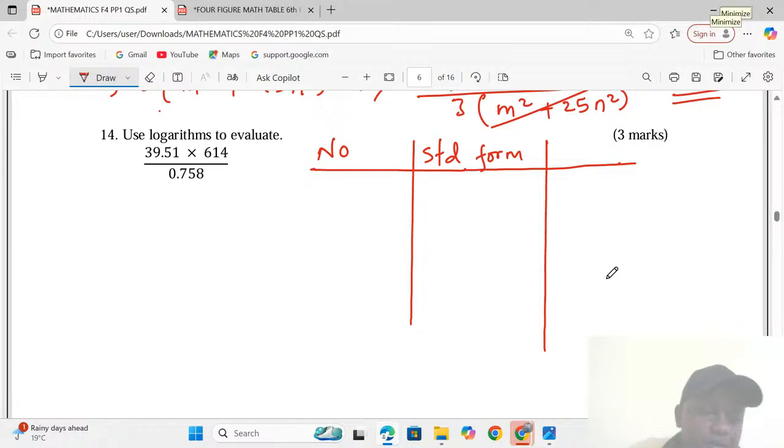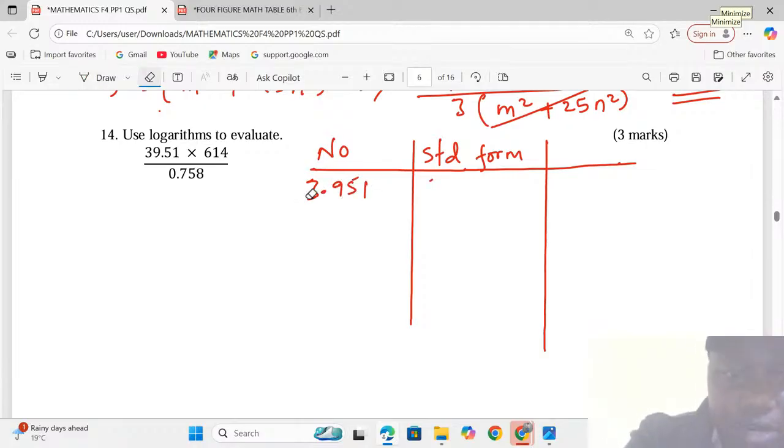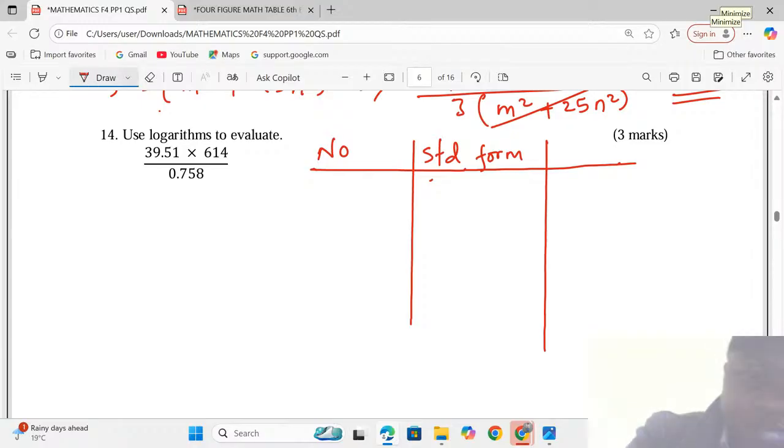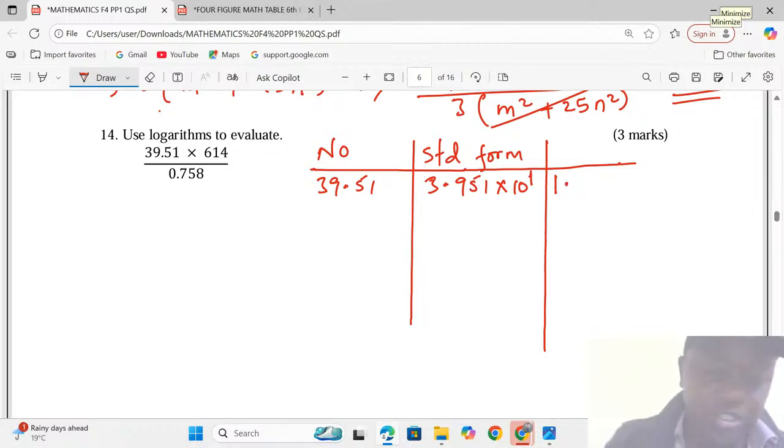Now we conclude the section. We were already having 39.51. Then the standard form. Sorry, I'm even getting confused, but 39.51, so now 3.951 times 10 to the power of 1. So the logarithm begins with 1 according to the power of 10.